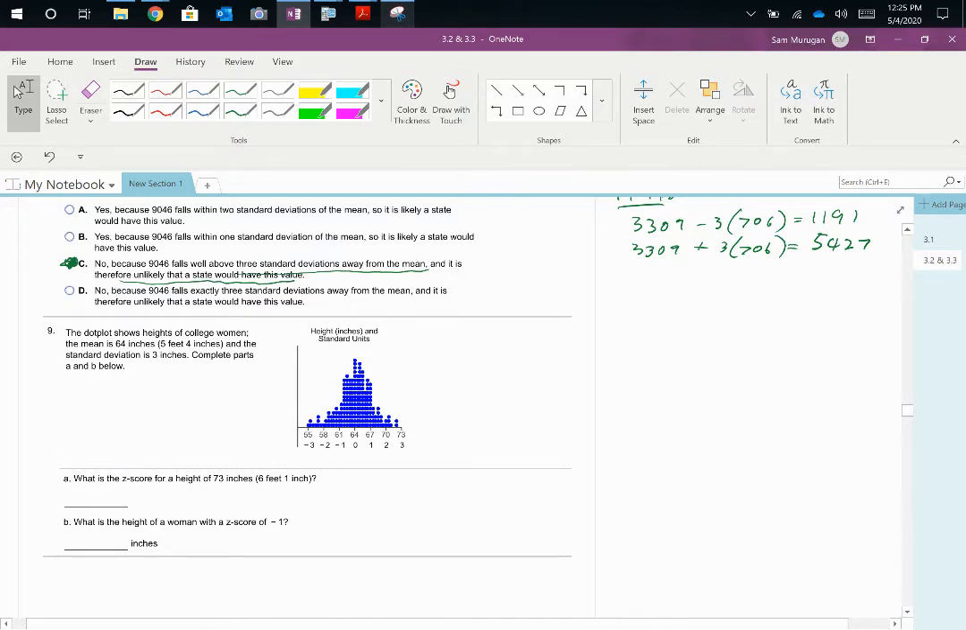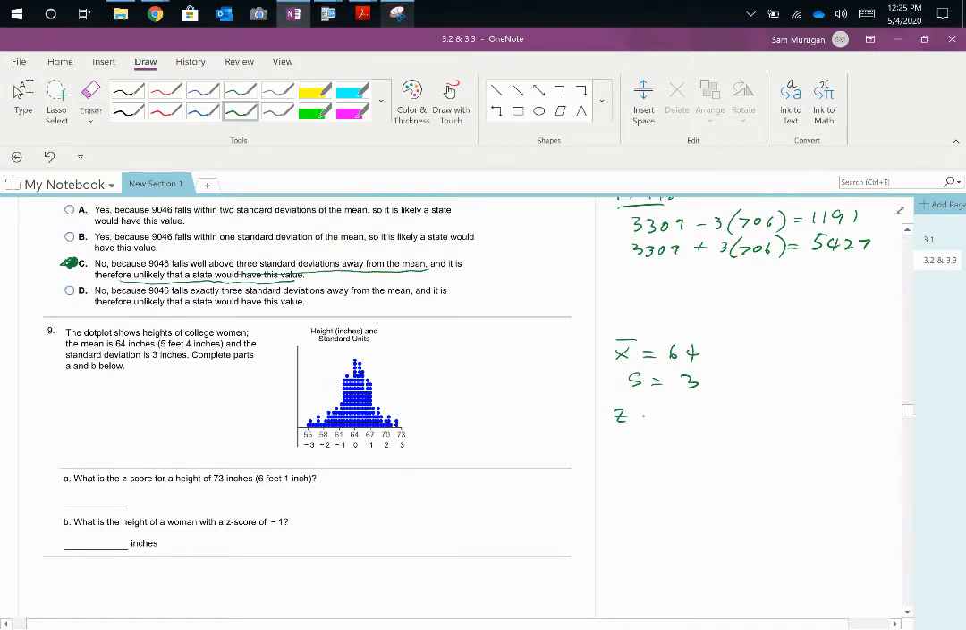The dot plot shows heights of college women. The mean is 64 and the standard deviation is 3 inches. Complete parts A and B below. So what is the z-score for a height of 73 inches?